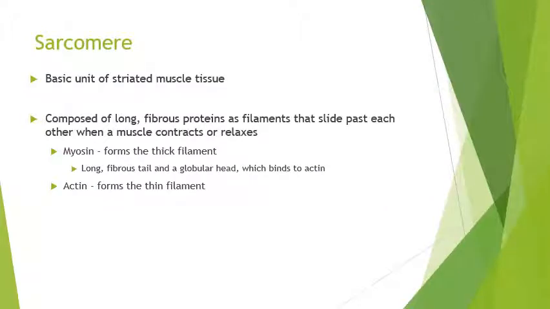Now, to zoom in further, sarcomeres are a basic unit of striated muscle tissues, and they are composed of long fibrous proteins, which are your myosin and actin filaments. The sliding of your myosin and actin filaments across each other leads to muscle contraction, which stimulates heart muscle movement, a very vital function of your heart, because you have to pump blood from your heart.